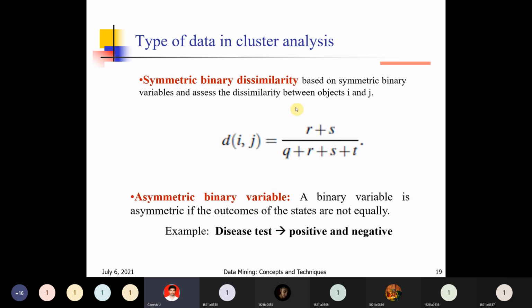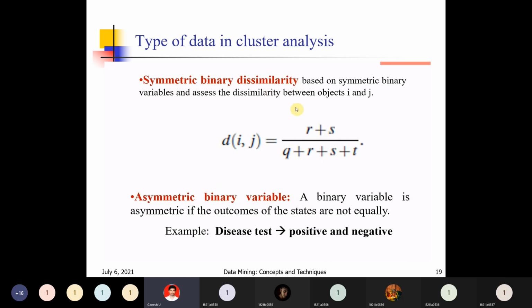An asymmetric binary variable means a binary variable is asymmetric if the outcomes of the states are not equal. For a disease test, fever test, corona test or any disease test, positive is 0, negative is 1, like that we represent. Any way we can represent. Those two are completely different. 0 and 1 are not equal here. 0 and 1 are two different states. Those are completely not equal. So that is an asymmetric binary variable.